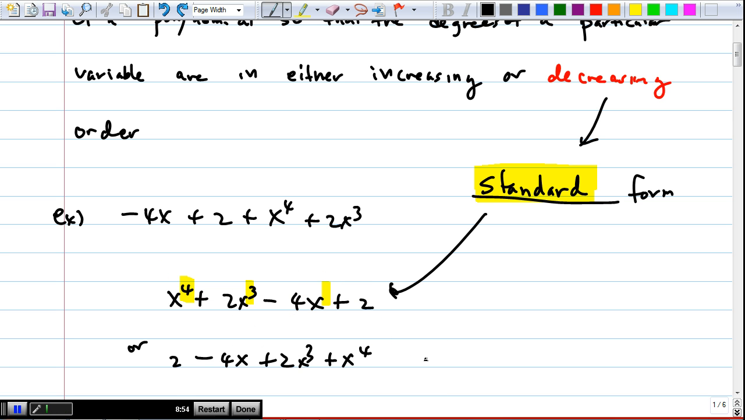Which one do I like better? Decreasing order. Because, again, you have to get used to that because we're going to have to write them in standard form anyway. So why not practice now? But is it wrong to write in the other order? No, it's not wrong. It's just, this is the one that we're used to. Yes? Yeah, if you want, but do decreasing order.